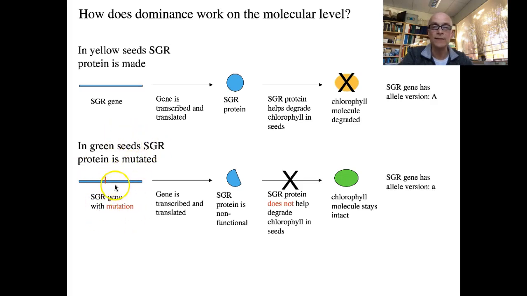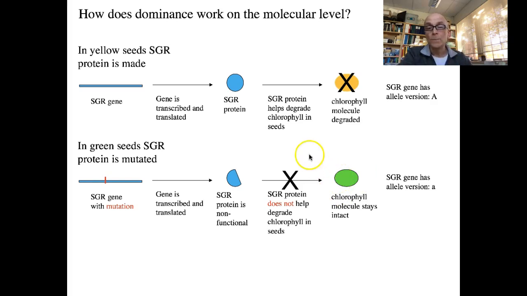That gene has a defect. That gene is still transcribed and still translated, but it makes a protein that is non-functional. So see how in my little drawing here, there's a piece cut off. So it's not complete, it doesn't function. So this protein cannot degrade the chlorophyll like the other version can. This allele can degrade it. This allele cannot degrade the chlorophyll. That means the chlorophyll stays intact.